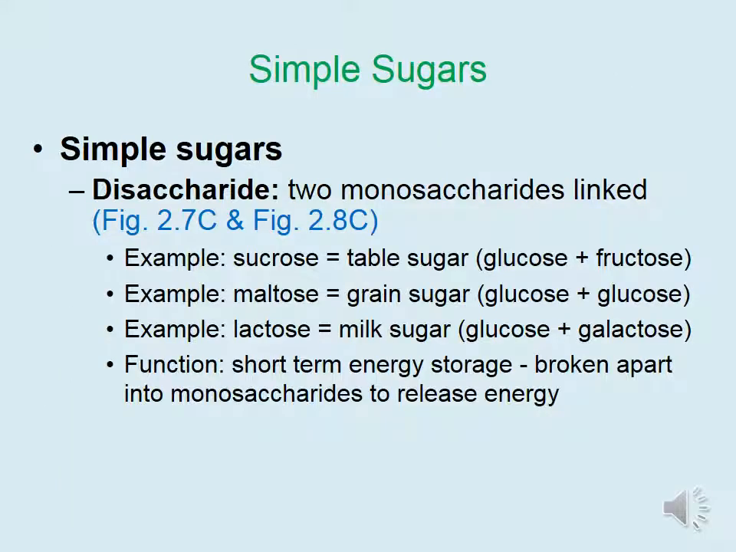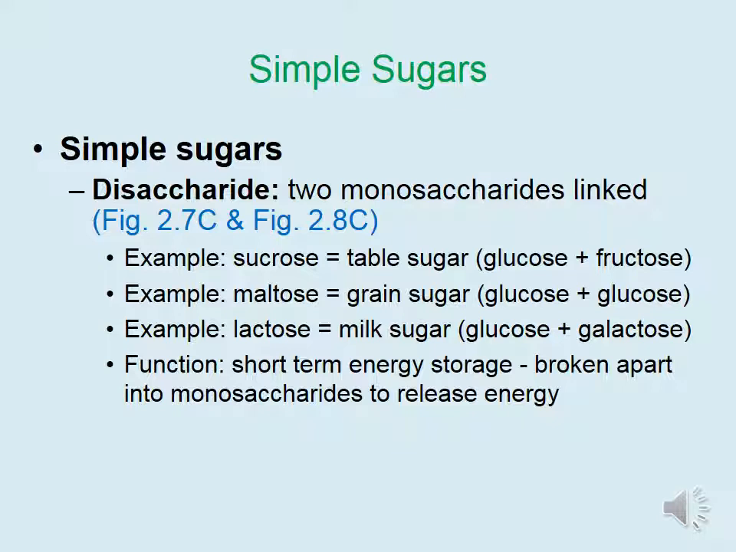Another example of a simple sugar is a disaccharide, which consists of 2 monosaccharides linked together. Examples include sucrose, which is table sugar, which consists of glucose plus fructose, maltose, which is grain sugar consisting of 2 glucose molecules bonded together, and lactose, which is milk sugar, which consists of glucose plus galactose.